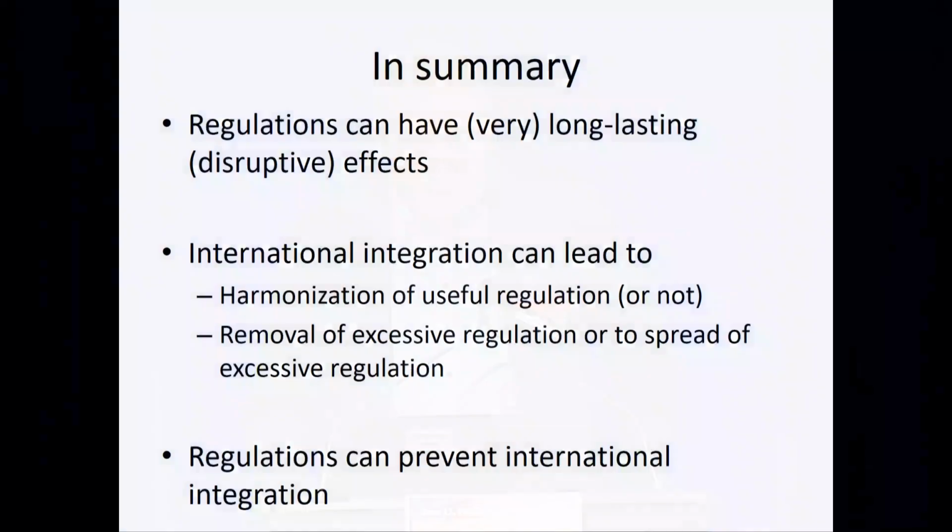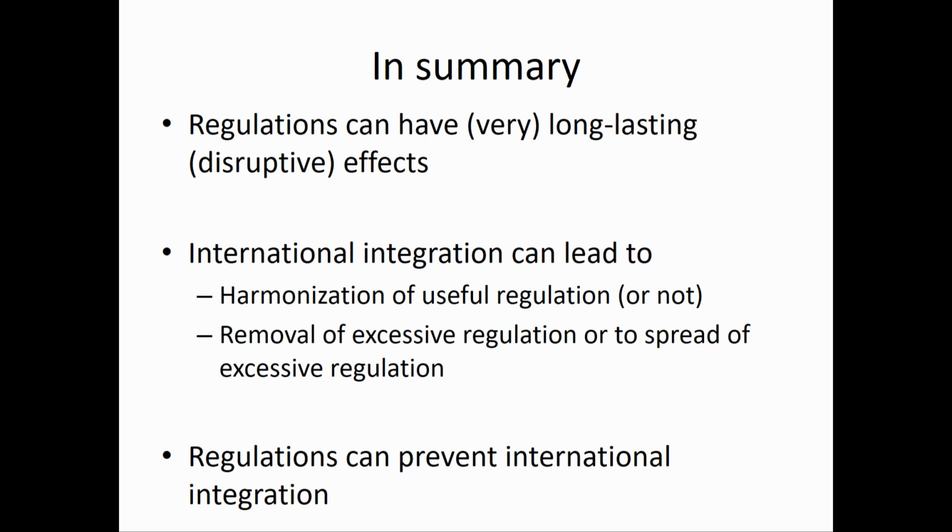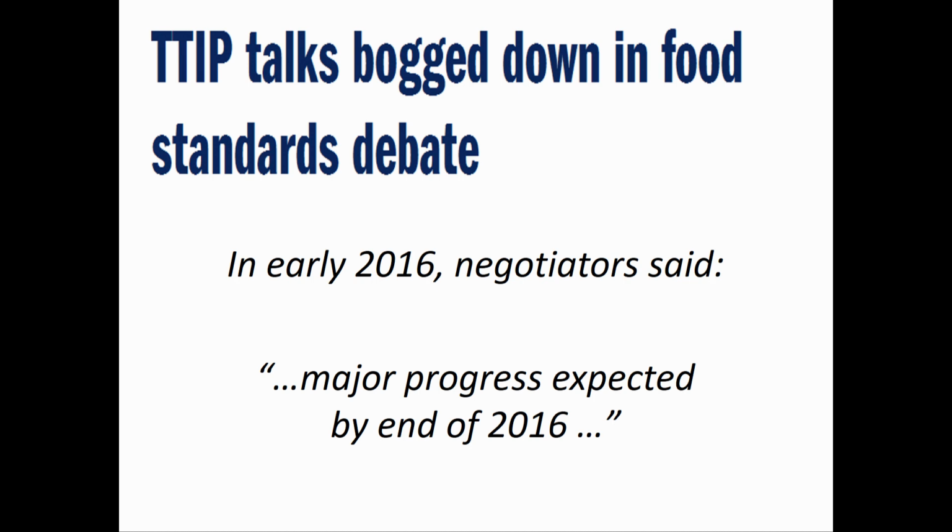Okay, I've run out of time, so I will leave this here. So regulations can have very long-lasting disruptive effects. International integration can lead to harmonization of useful regulation, and the removal of excessive regulation, or to the spread of excessive regulation. And obviously they can prevent international integration, and this I think is a good example of how this is probably not going to happen for a while. The article I just showed was argued in early 2006. Negotiations were still claiming that there would be major progress expected by the end of 2016, which seems unlikely now. Right. Thank you very much.